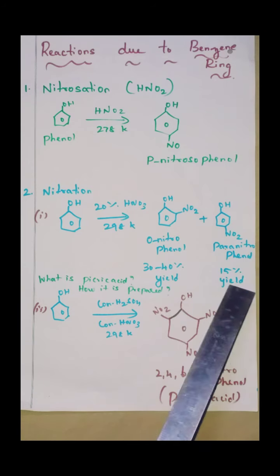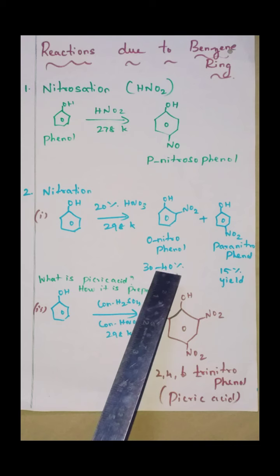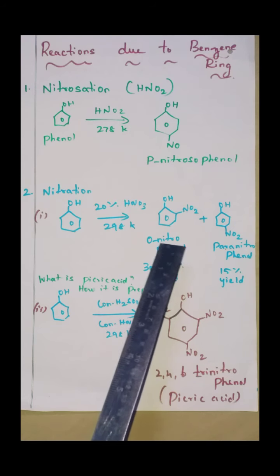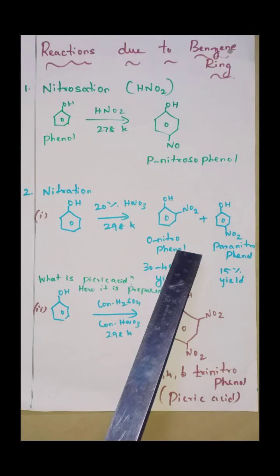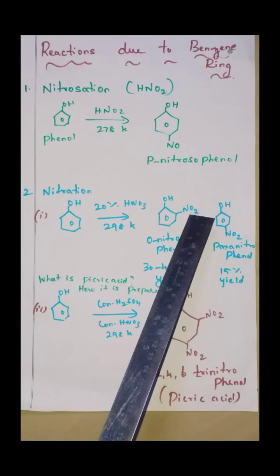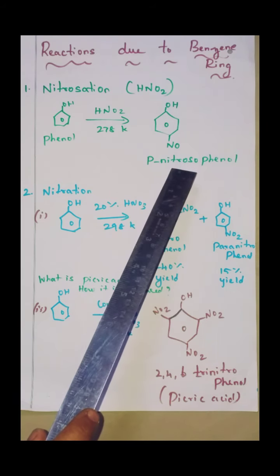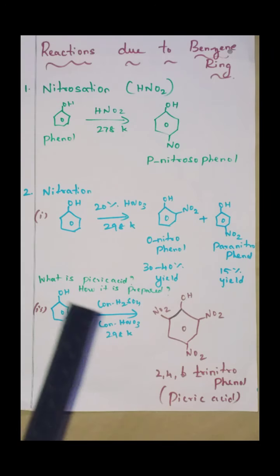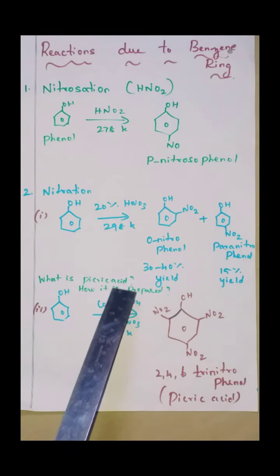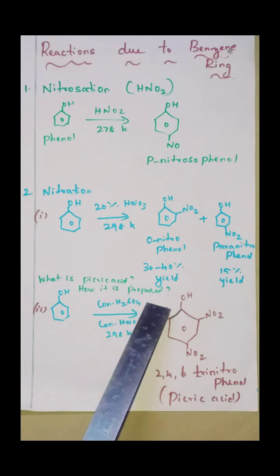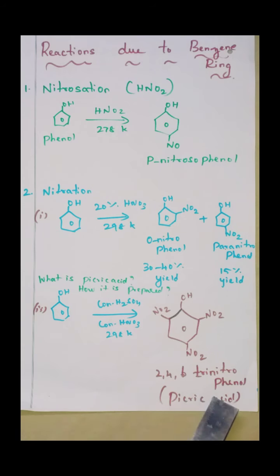But when we compare the percentage of yield, 30 to 40% yield will be obtained only from ortho nitrophenol, because NO2 group is an ortho orienting group and NO group is a para orienting group. The next very important question, what is picric acid? How is it prepared? What is its chemical name?